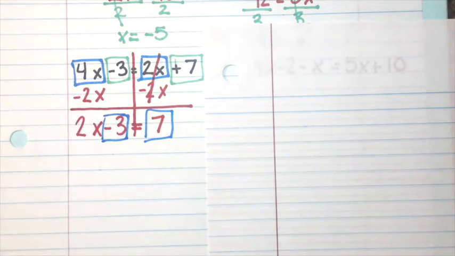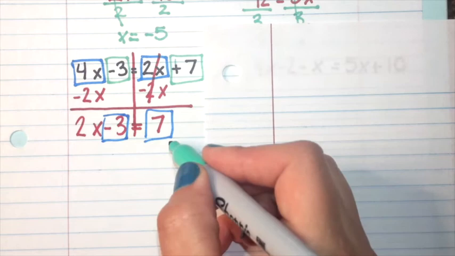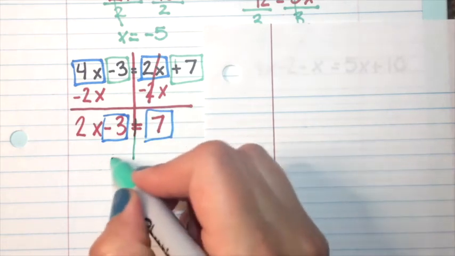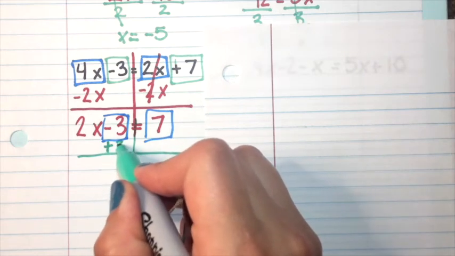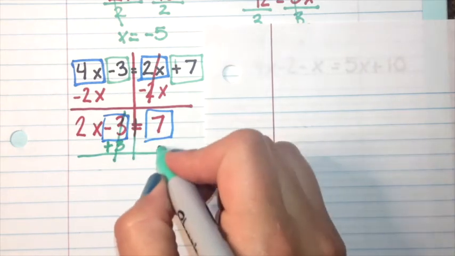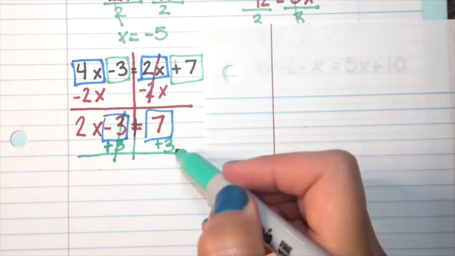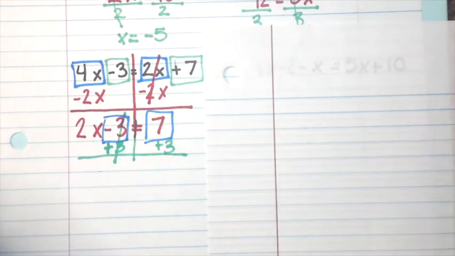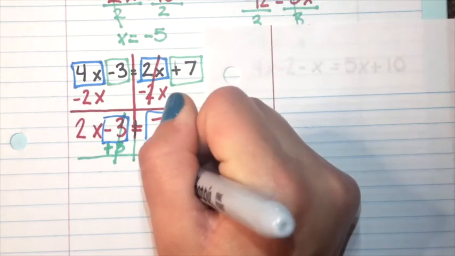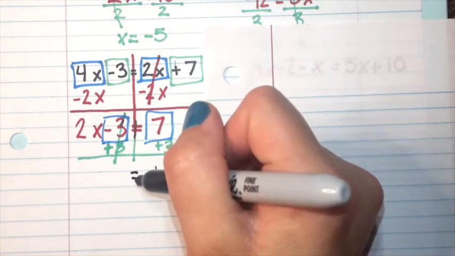Okay, so I'm going to take this 3. I want this x by itself, so I'm going to bring this 3 over here. I'm going to do the inverse operation. I'm going to add the 3 to cancel it, and add the 3 here. Now 7 plus 3 is, let me change my color, 10. Okay, don't forget your equal sign here.